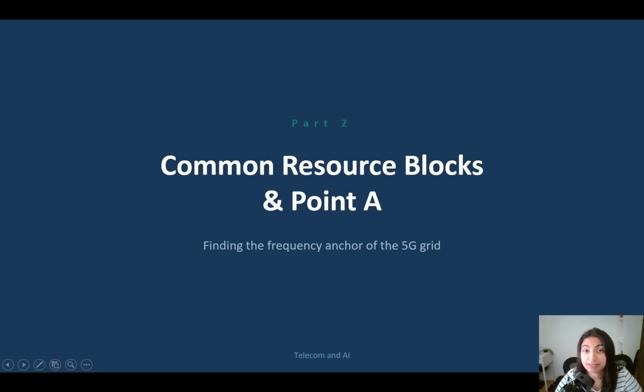Hi everyone, welcome to part 2 of my 5G NR resource grid and resource blocks video. In part 1 we discussed what exactly is meant by a resource grid, what is the fundamental unit of a resource grid, what is a resource block, and how the bandwidth of a resource block changes in accordance with the numerology and subcarrier spacing.